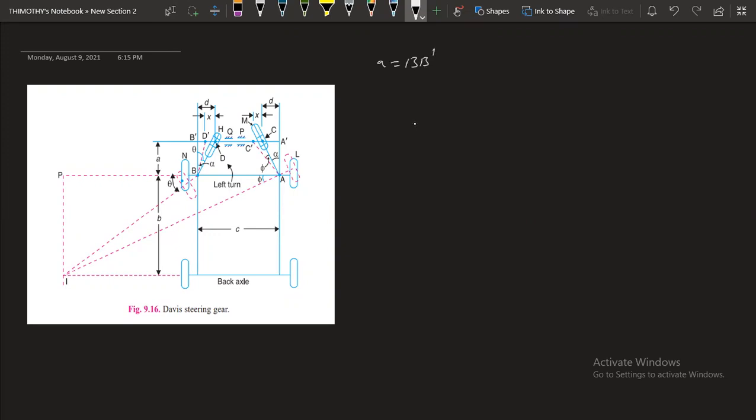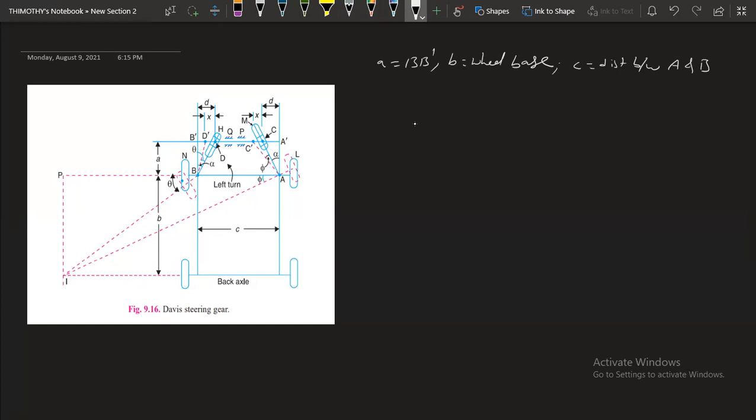Next, small b, that is the wheel base. Small b is equal to the wheel base. Next, small c. Small c is the distance between the pivot points A and B. Distance between A and B, that is small c.